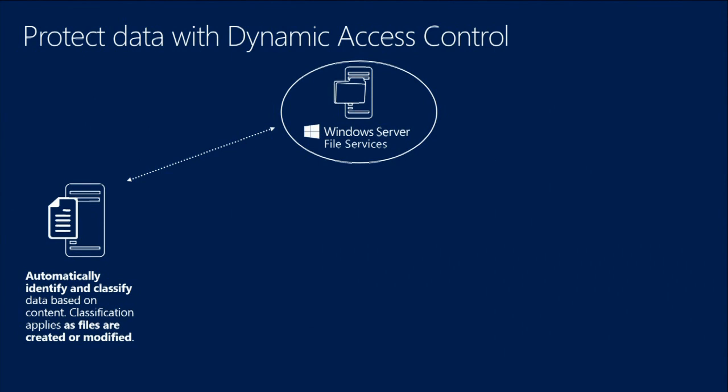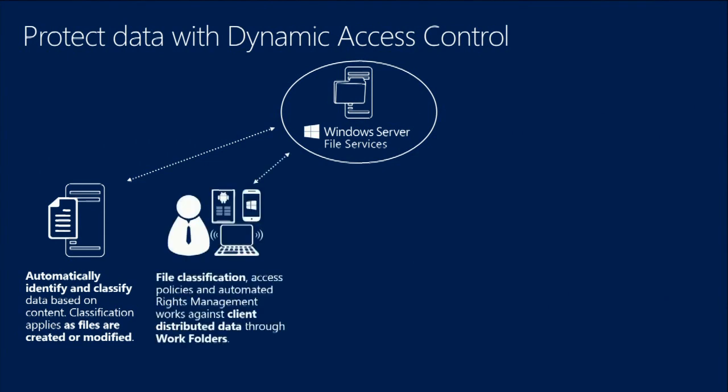If a user puts in sensitive information or company confidential, dynamic access control could pick that up and say, oh, I need to classify this, either as the file is created or modified. Based on that, I will then classify it and provide access policy and automated rights management encryption of that document.